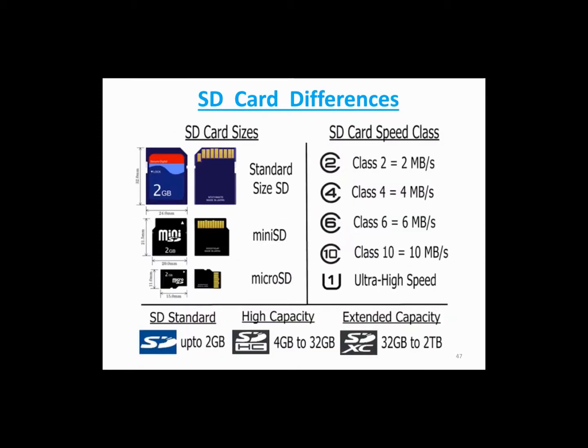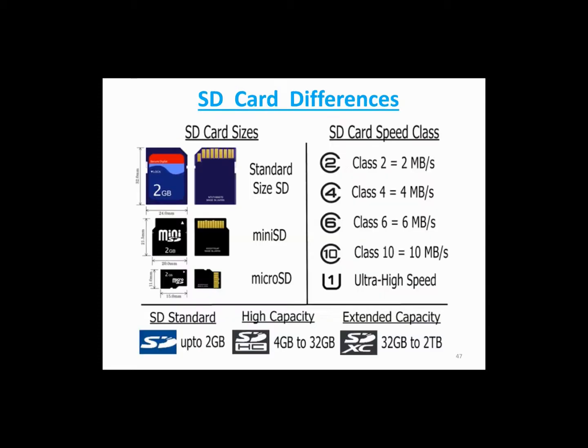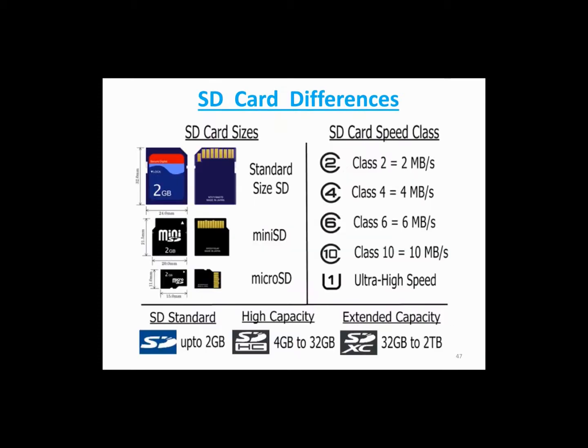On the top right-hand side, you'll see SD card class speeds. From the top to the bottom, you see it's class 2, class 4, class 6, class 10, and U, ultra. So class 2 has a read-write speed of 2 megabits per second. Class 4 is 4 megabits per second. Class 6 is 6 megabits per second of transfer rate. Class 10 is 10 megabits per second. And U1, ultra high speed, is the same as a class 10.